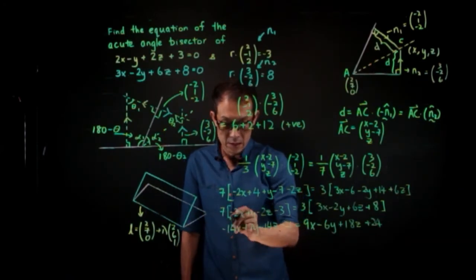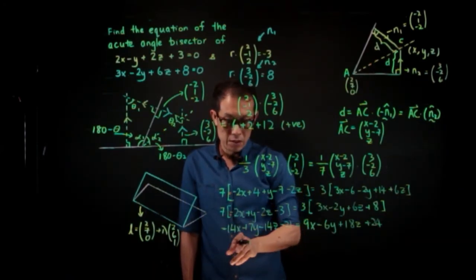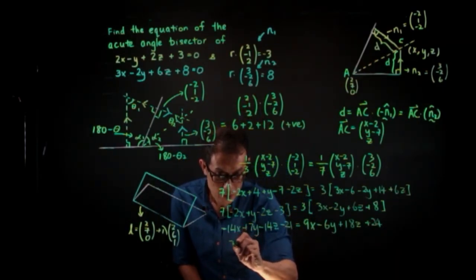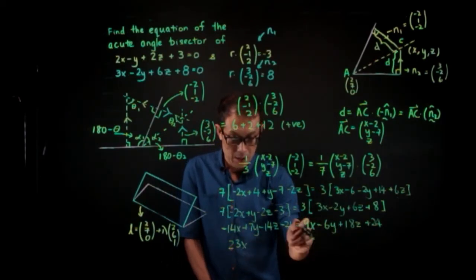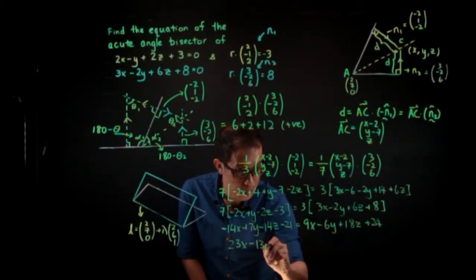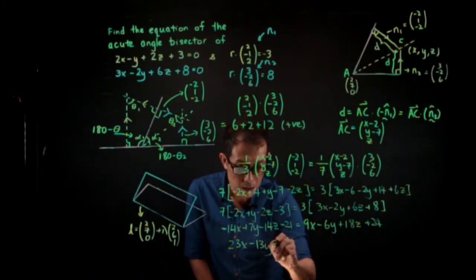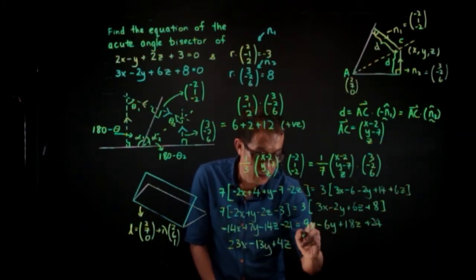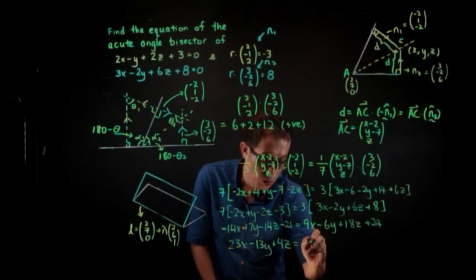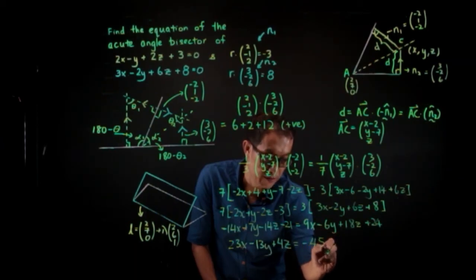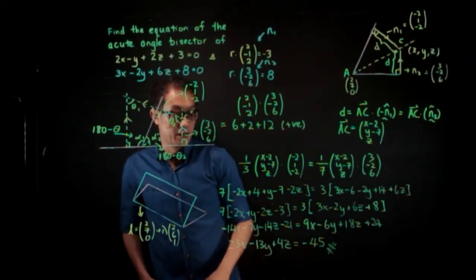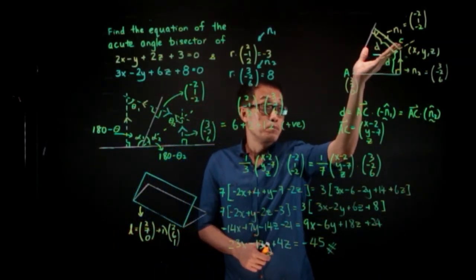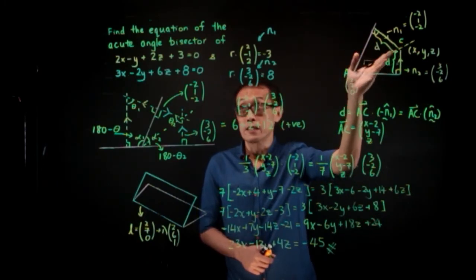This is a minus. You bring this over, so you got 23x minus 13y plus 4z equals minus 45. This is the plane of the acute angle bisector of these two planes.